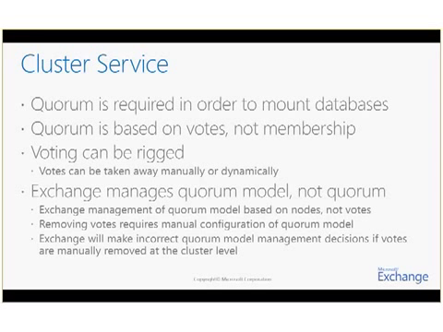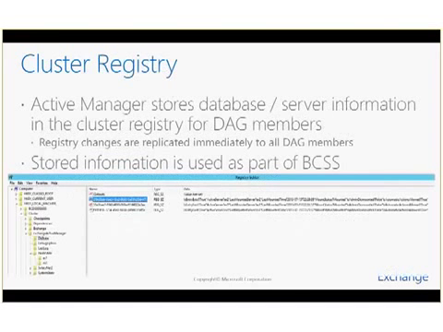Now, the last part of the cluster is the cluster registry. This is the last component that we use, and as I mentioned earlier, we use this to store database and server information for all DAG members. And we store it inside the cluster database, or the cluster registry, as you can see in the screenshot, because, again, anything that is written to this area is instantly replicated to all other members of the cluster, and therefore all other DAG members.